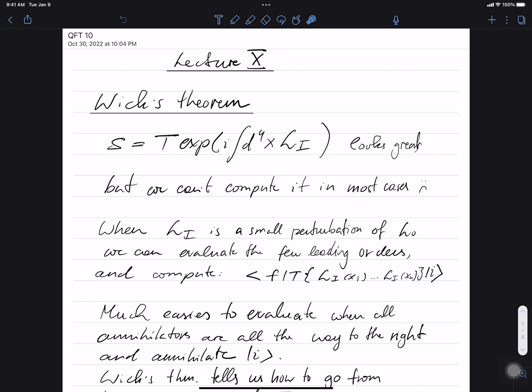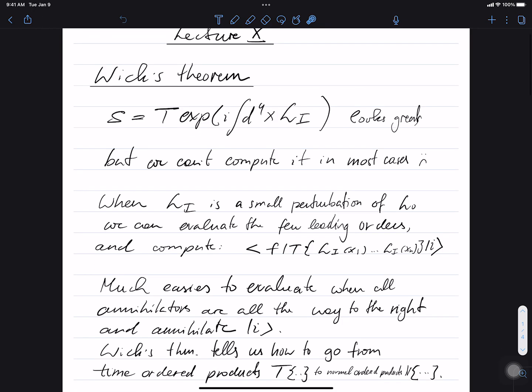Today we're talking about Wick's theorem, and it's a helpful tool to compute amplitudes in QFT. We have learned that the so-called scattering matrix can be presented in a very nice and compact form with its exponential of the integral over the interaction Lagrangian density. It looks really good, however, in this form it is mostly entirely useless.